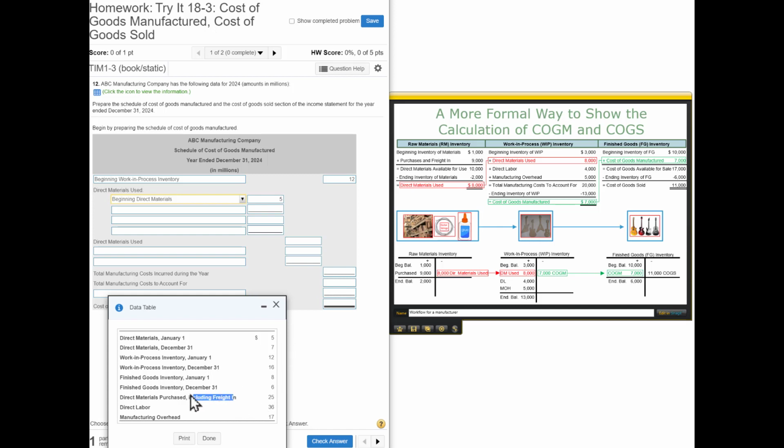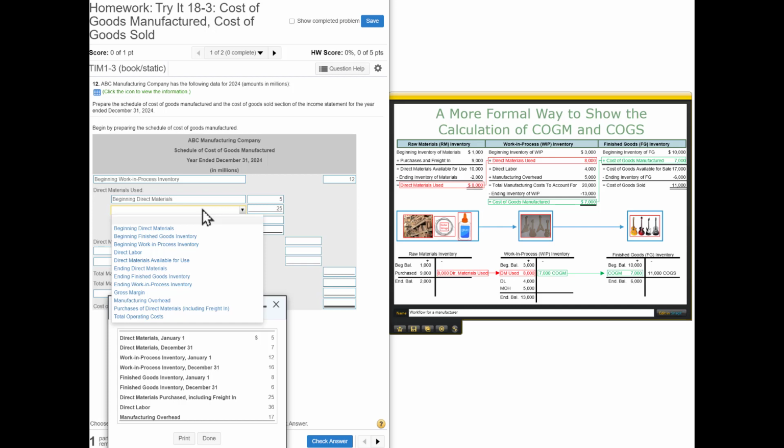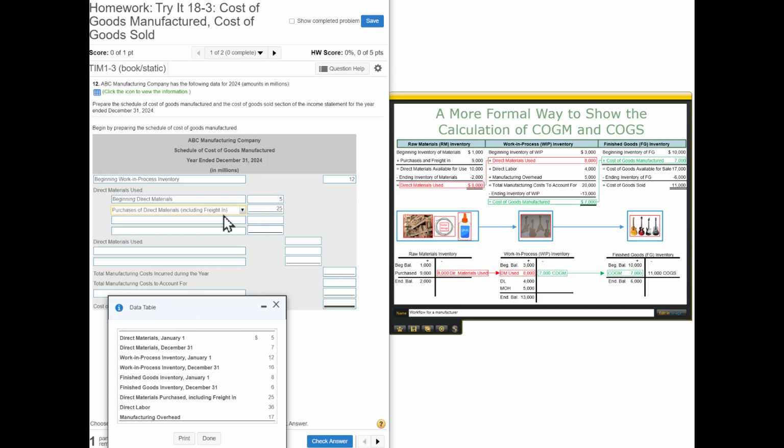And then we add purchases and freight in, which looks like it's down here. Direct materials purchased, including freight in. Copy and paste, 25. And we're going to call that purchases of direct materials, including freight in. Again, freight in is just the shipping, the cost to get the items to you. So what do you get when you take the beginning inventory plus purchases? Those are the direct materials available for use.